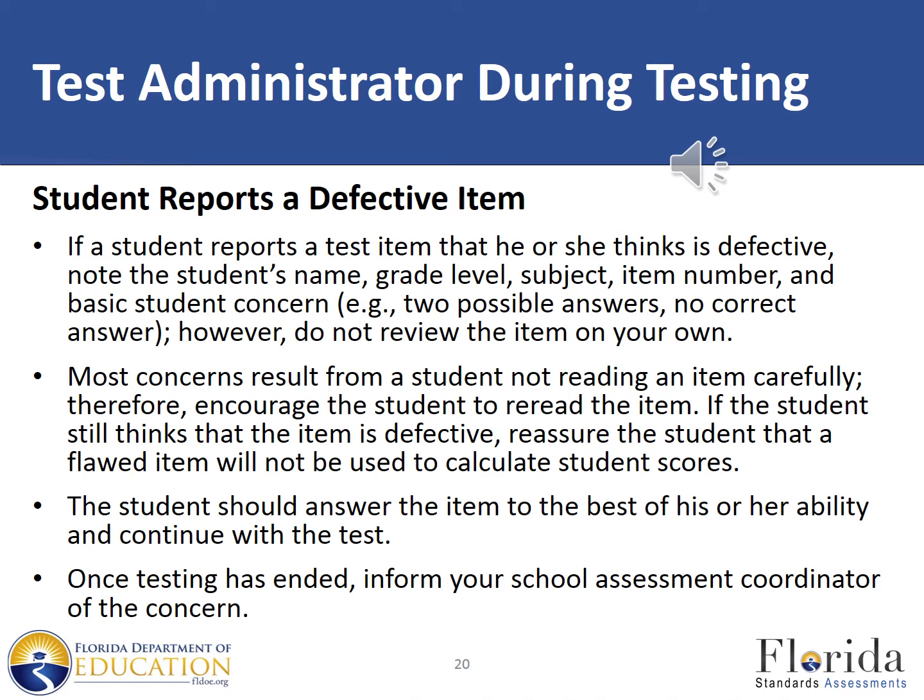Do not do anything with the item other than taking general information and providing it to your school coordinator. Most of these issues come from the student not reading the item carefully and perhaps not reading the instructions carefully. Have the student reread the item and instructions to make sure that what they're thinking is wrong is really wrong and it's not that it's a flawed item. The student should answer the item to the best of his or her ability and then continue with the test. Once testing has ended, that's when you will notify your school coordinator of the situation.